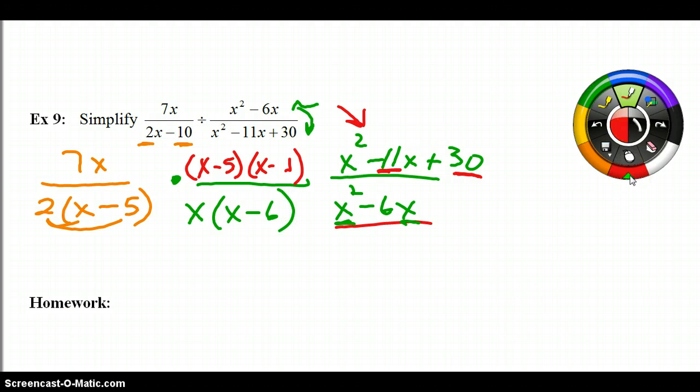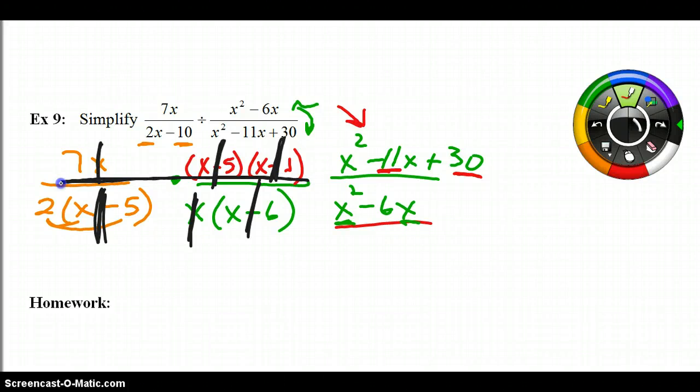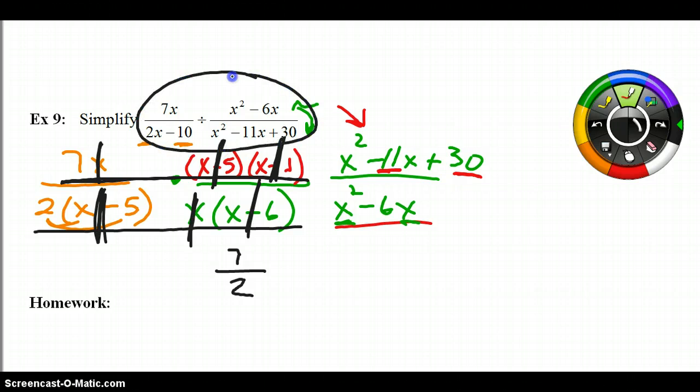Then the same rules apply. If we have a same factor on the top that we do on the bottom, we can cancel those out because it equals 1. X over x is 1. And this looks kind of simplified after I cancel out everything. The only thing I have on the top is a 7. On the bottom, the only thing I have is a 2. So this all simplifies to what?